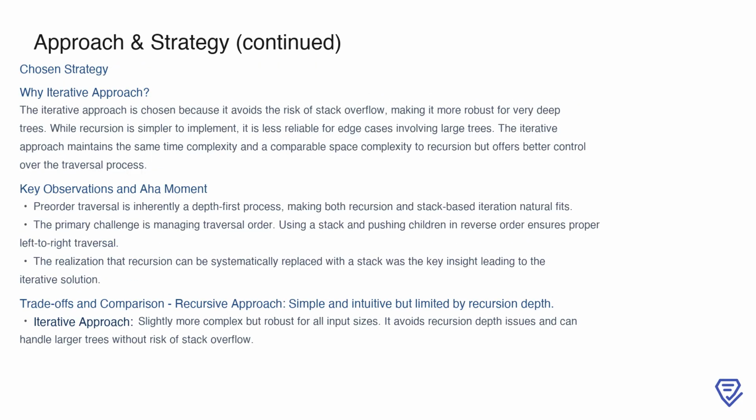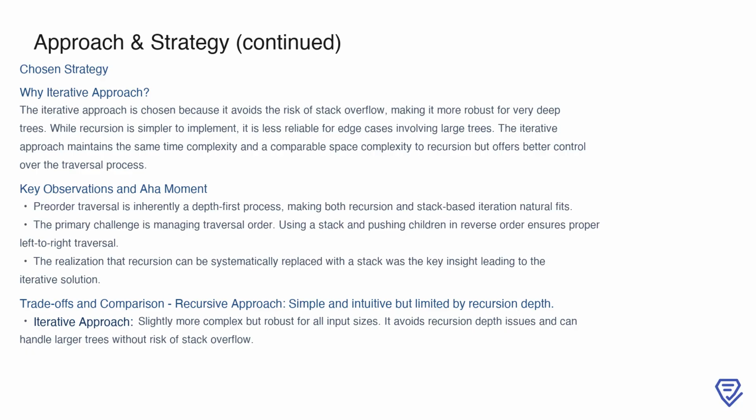Given the trade-offs of both approaches, the iterative method emerges as the preferred strategy for this problem. Its primary advantage is that it avoids the risk of stack overflow, making it more reliable for deeply nested or very large trees. While the recursive method is simpler and more intuitive, it's less suitable for edge cases where the tree depth exceeds the recursion limit. The iterative approach, on the other hand, offers the same O(n) time complexity and comparable O(h) space complexity, but with greater control over the traversal process.